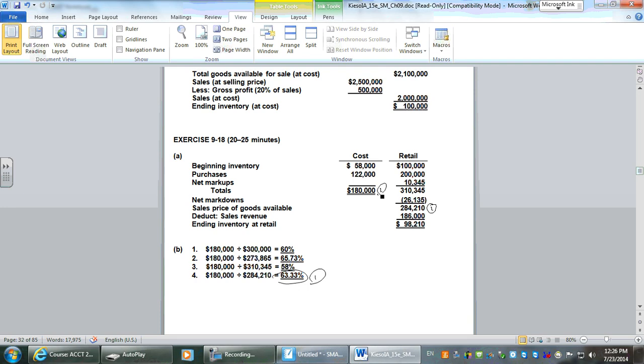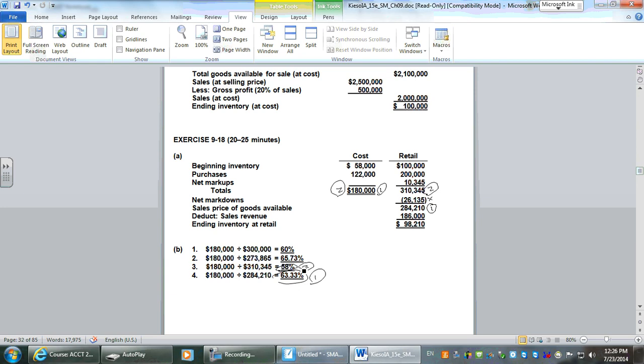What if I was going to use lower cost or market conventional? What would I pick up? Which number do I want? I want to leave out these markdowns, don't I? So I use this one and this one. What is that percentage? 310, 345. That's the 58%.